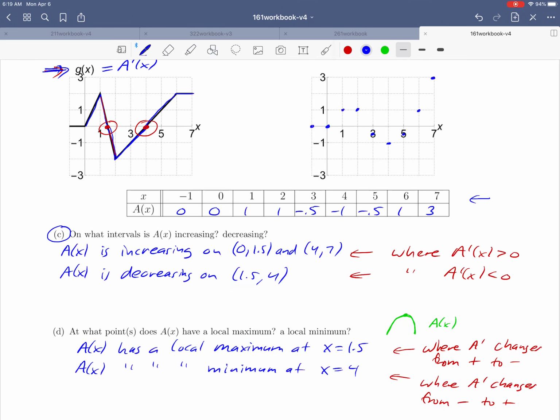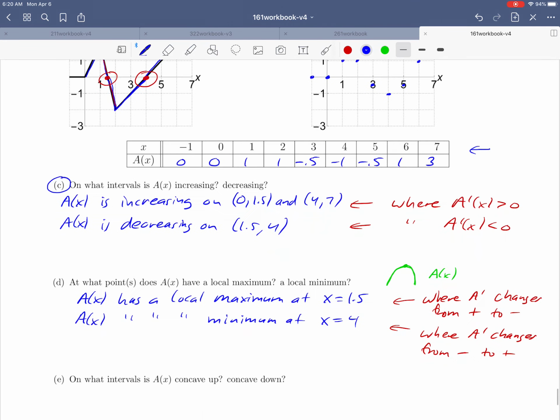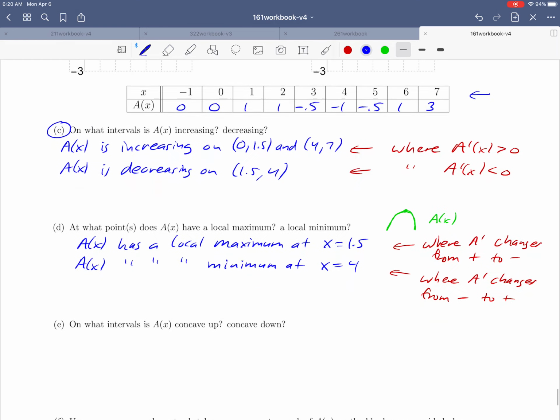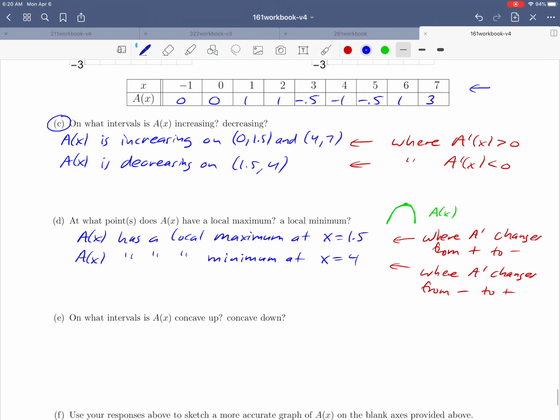Okay, so I believe we have taken care of part D. We're ready to move on to E. And just to warn you, I'll probably be doing a little bit of scrolling up and down here because our graph is out of the picture now. Okay, so what about the question of concave up for A?